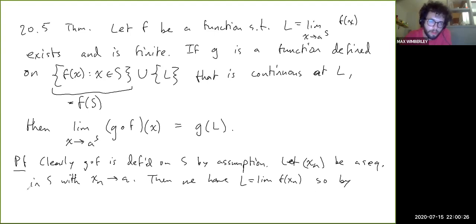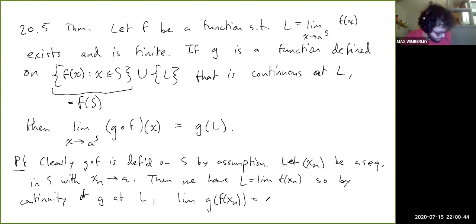So by continuity of g at L, the limit of g of f of xn is just g of L. I mean, that's by continuity, right? So that's it. That's the proof, right? This is g compose f of xn. So that's exactly what we wanted to show.